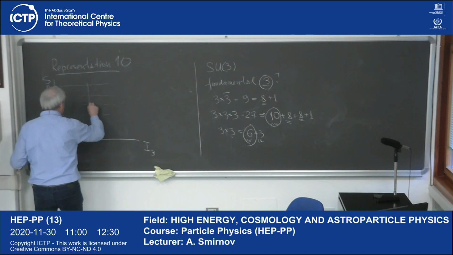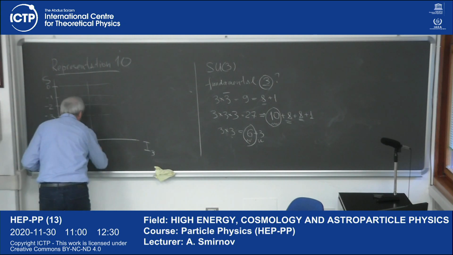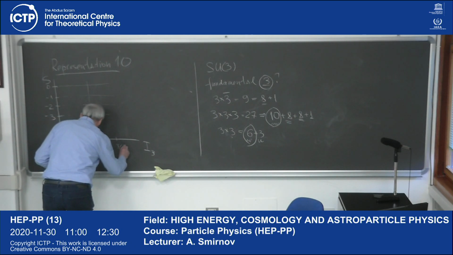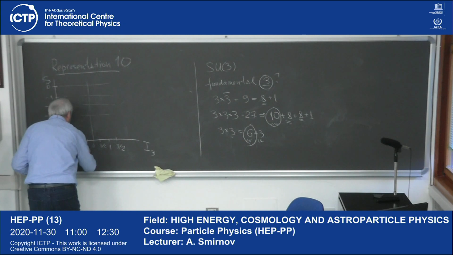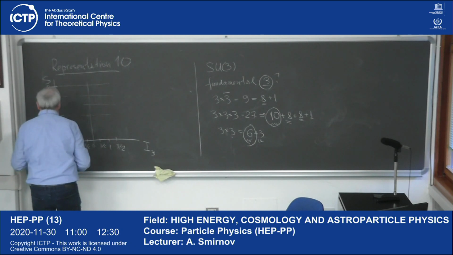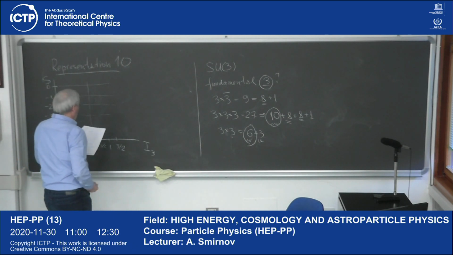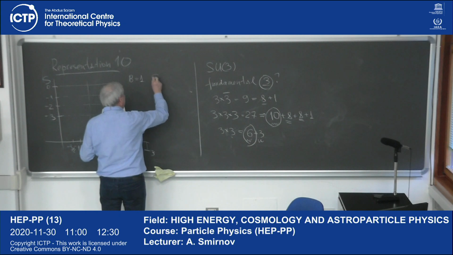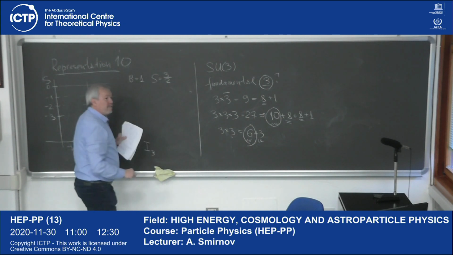And the isospin third projection: 0, 1/2, 1, 3/2, -1/2, -1, -3/2. So, particles with baryon number 1 and spin 3/2 have been discovered.